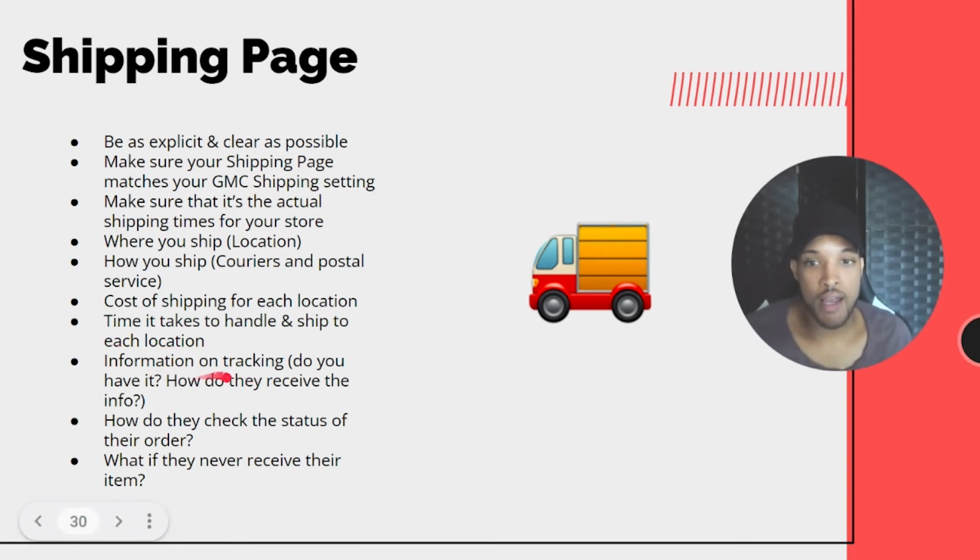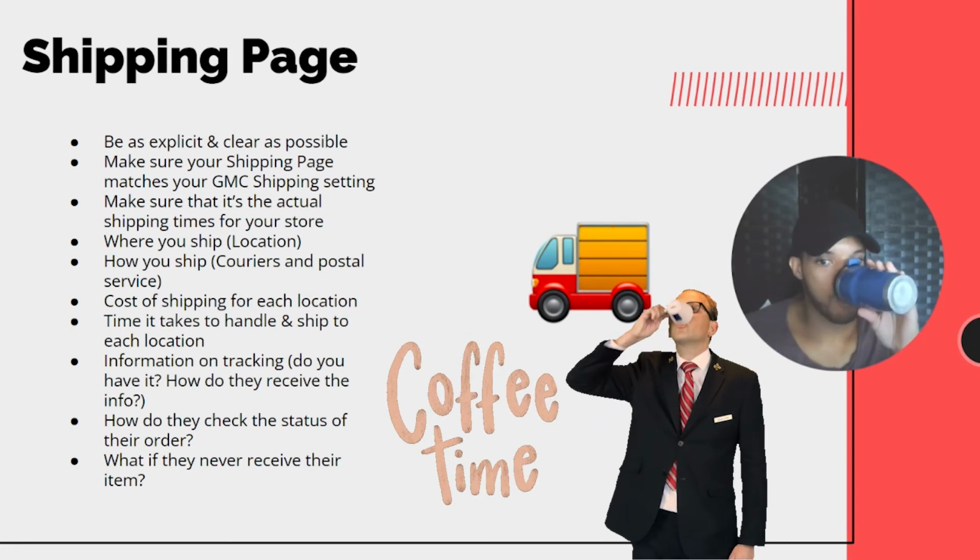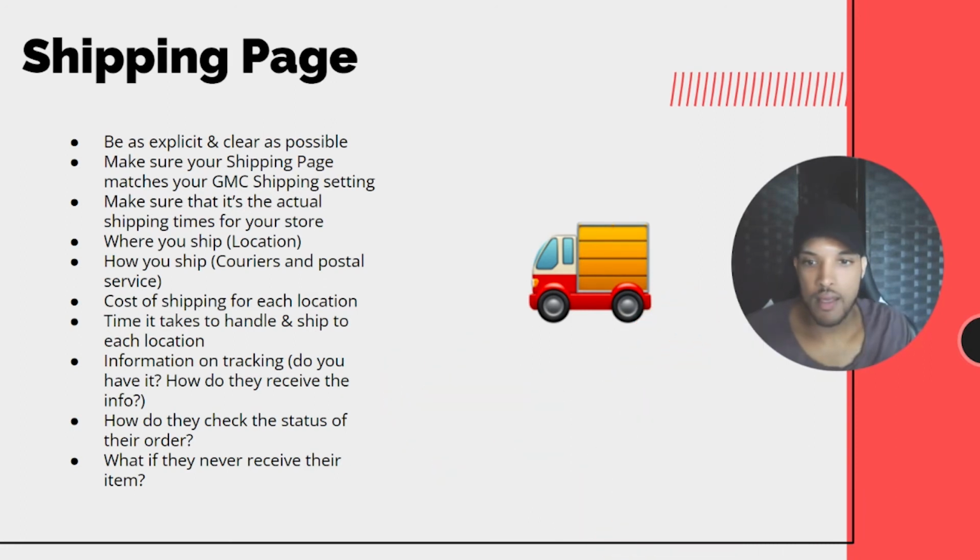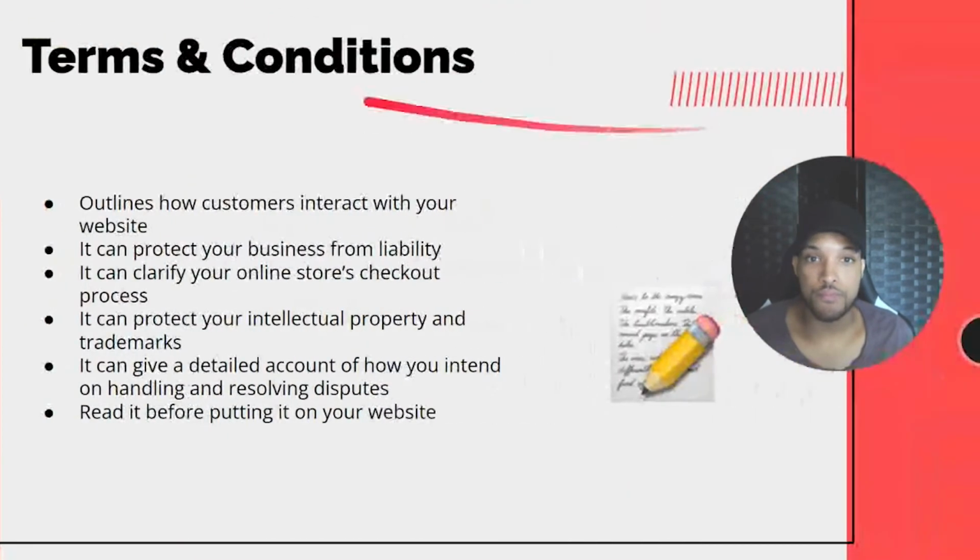Information on tracking as well. So how do they track their order? A lot of people always get hounded with customer service, people asking where is my product, where is my order? If you put that in the FAQ shipping page, then people would know from there. And what if they never receive their item? These are all important things to have, and if you're missing them, this could be a reason you're being disapproved.